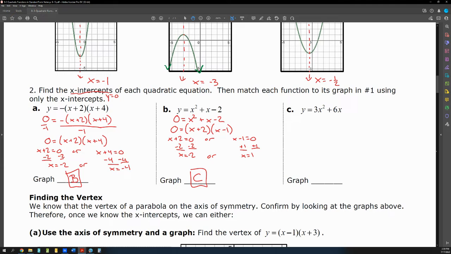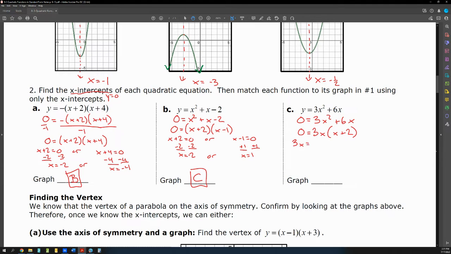And finally, you could probably figure this out using process of elimination. But let's go ahead and solve for it algebraically. To find the x-intercept, we set y equal to 0. And then let's go ahead and factor. So this is set equal to 0. So this quadratic expression has a GCF of 3x. So factoring, we get 3x times the quantity x plus 2.